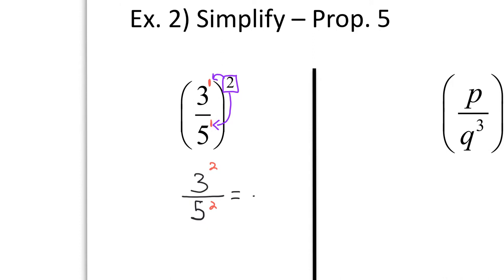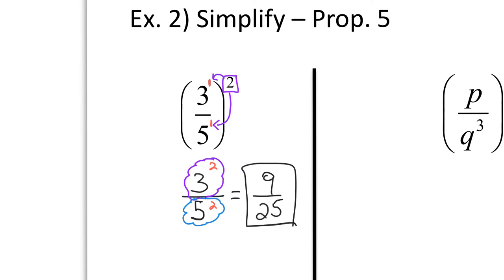On the top, 3 squared. So I'm going to simplify 3 squared. That's going to be 9. 3 times 3 is 9. And on the bottom, 5 squared is 25. So 5 squared, 25. So my answer is 9 over 25.